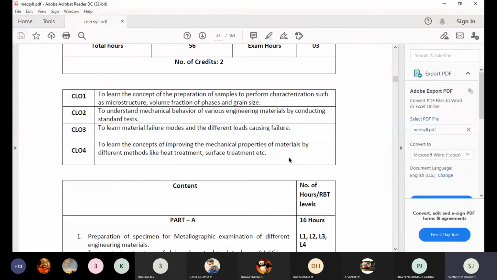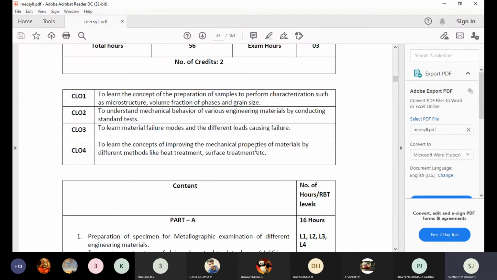What is the heat treatment process? Before that, we should know the purpose of the heat treatment process. Why should we go through the heat treatment process? Why should we learn it? What exactly is the heat treatment process? What is the purpose of the heat treatment? What will be the aim of the heat treatment? The main aim of the heat treatment is improving the mechanical properties.